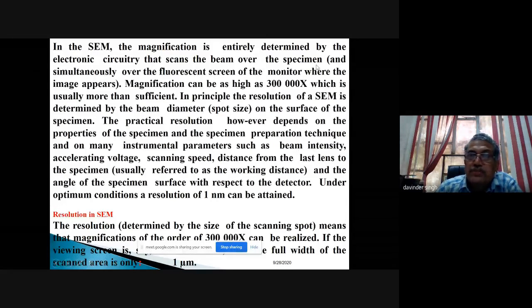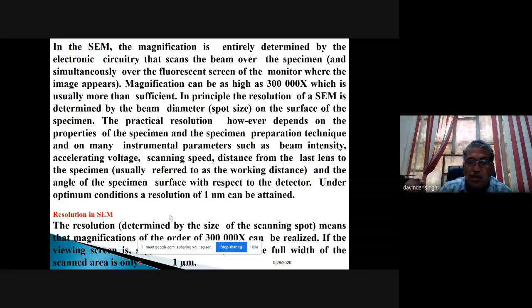scans the beam over the specimen and, simultaneously, over the fluorescent screen of the monitor where the image appears. So as I told you, it is on the basis of the electron beam hitting the sample: what is happening to these electrons afterwards, and how these electrons are managed to get the image. Magnification up to 3 lakh is possible, and the resolution in the case of a scanning microscope of the order of 1 nanometer can easily be achieved, and the scan area is generally of the order of a few micrometer.